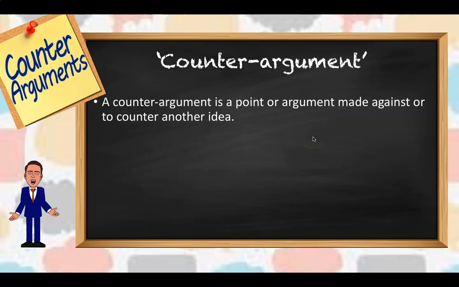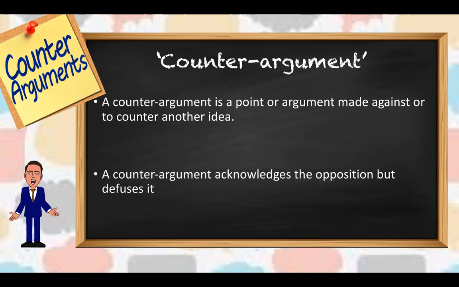A counter-argument is a point or an argument made against or to counter another idea. So often when you are trying to persuade someone of something, they're actually spending all that time that you're talking thinking through all the reasons that you're wrong. For example, imagine that you're trying to persuade a group of parents and teachers that students should be allowed to leave school at lunchtime. Most of those listening will already have made up their minds, and while you're talking, they're probably thinking of all the reasons why students shouldn't be allowed to leave at lunchtime. A counter-argument acknowledges the opposition, but then diffuses it by arguing for an alternative.